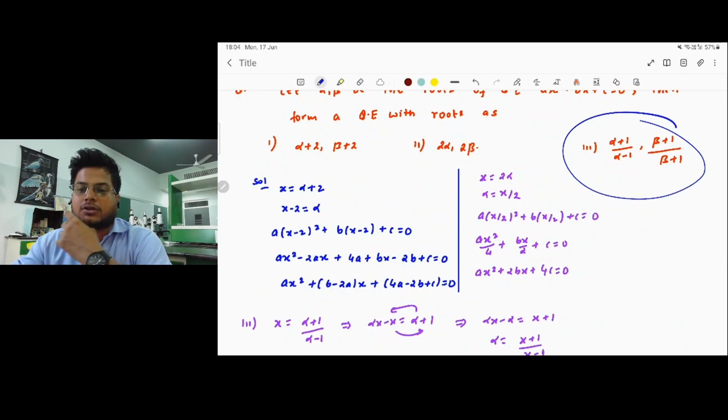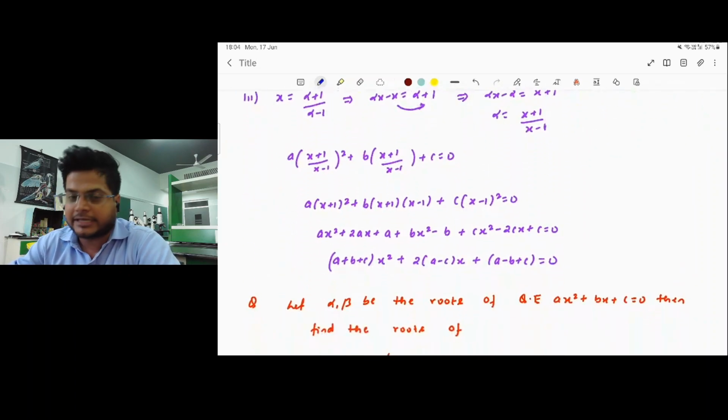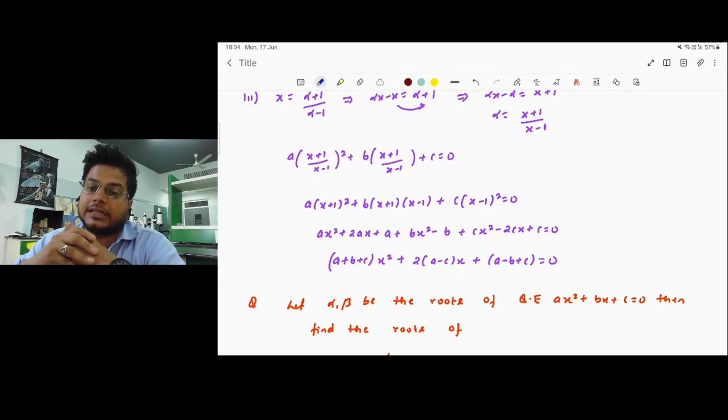Means if alpha beta are the roots of x square plus bx plus c equals 0, and you want to form a quadratic whose roots are alpha plus 1 by alpha minus 1, what we did, we replaced x with x plus 1 by x minus 1. In a similar way, a quadratic, when they gave me a times x plus 1 by x minus 1 whole square plus b times x plus 1 by x minus 1 plus c equals 0, and then they asked me to find the roots of this. Instead of solving this equation, what I can do is simply write alpha equals x plus 1 by x minus 1, and then we can try to get x value in terms of alpha, right?